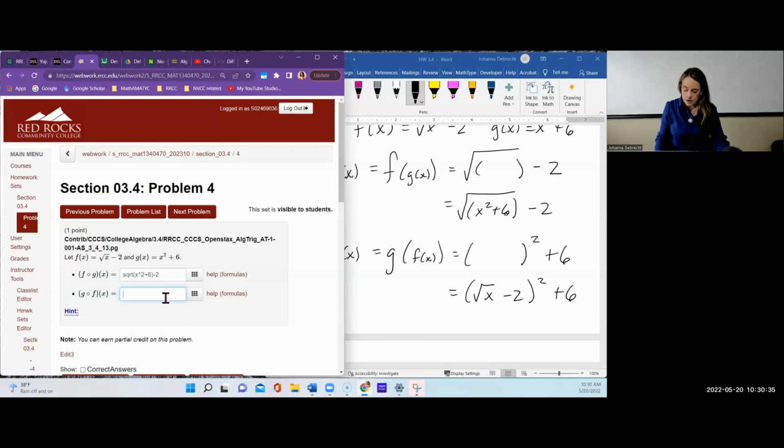For the second one, we're going to enclose it in parentheses that are being squared. You might want to go ahead and write the parentheses and do the square first, and then add the 6. Then you can come back and add the inside to the parentheses, which would be square root of x, open parentheses, close parentheses for the square root, then minus 2. Oops, my minus became an equals.